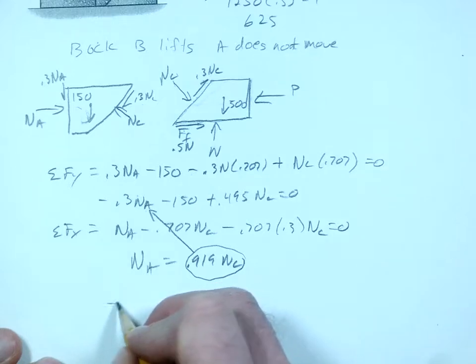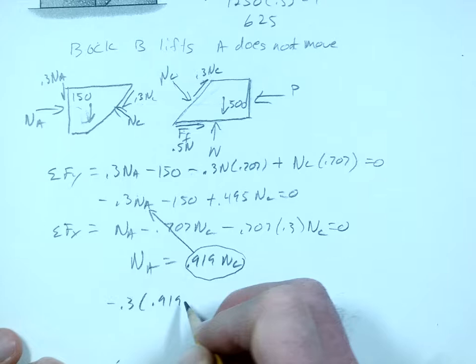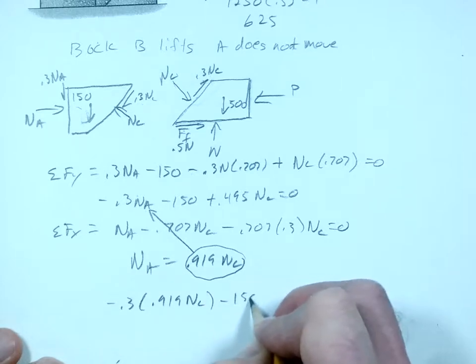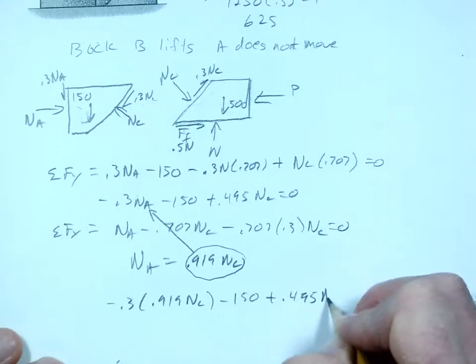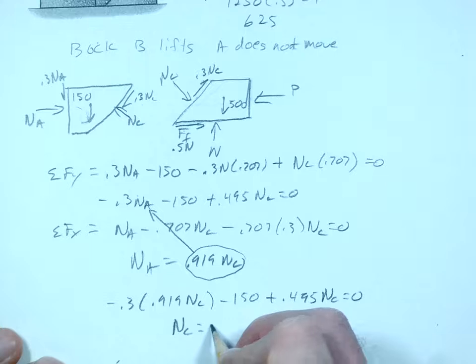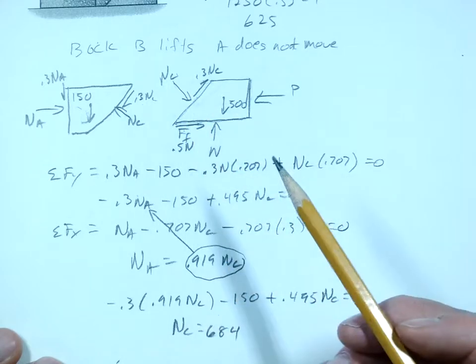And we get negative 0.3 times 0.919 NC minus 150 plus 0.495 NC equals 0. And solving that for NC equals 684 for NC.